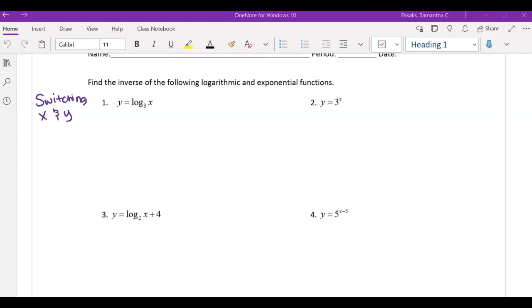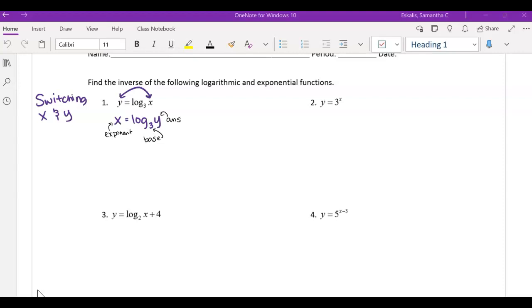So let's start with the first one. So instead of y, we'll have x equals log base 3 of y. So all you're doing is switching the placement of the x and y values. Now let's label this. We know that our base is 3. We know that our exponent is our x value, and that our answer, once we put it in exponential form, will be y.